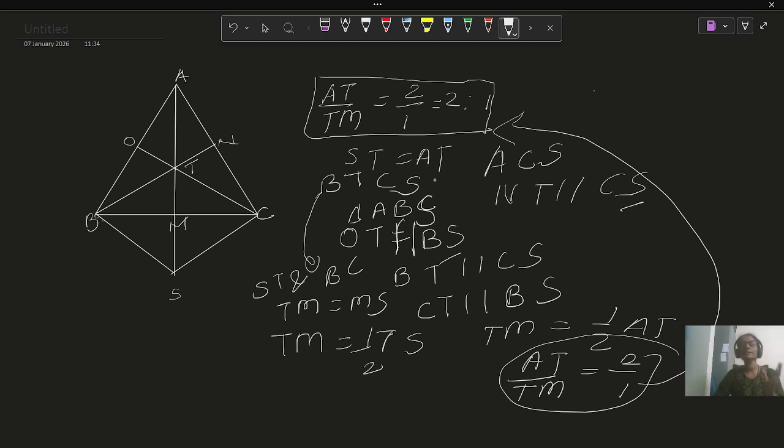It's not that this proof will come in your exam, but it will help you to get the marks. This is only the concept, and concept clarity is very important. If your concepts are clear, then definitely you can do any type of question.